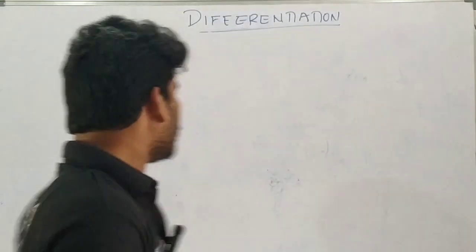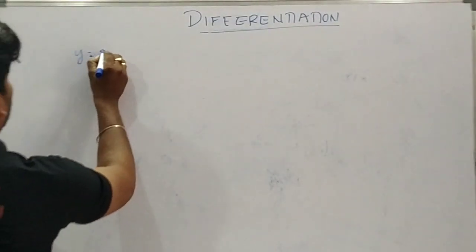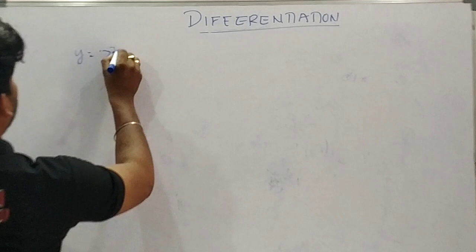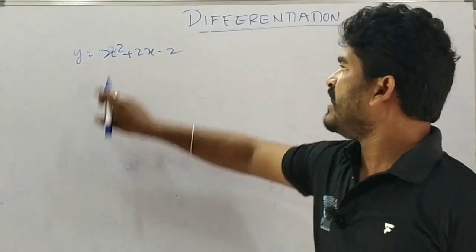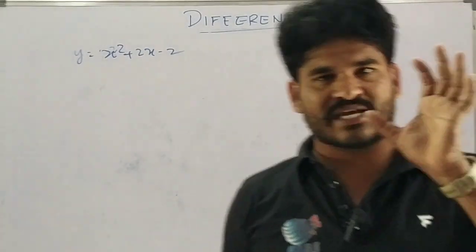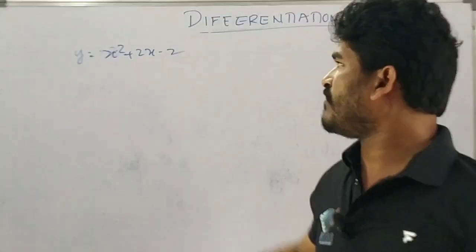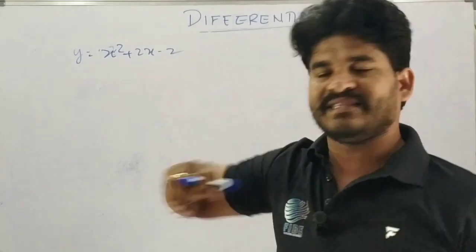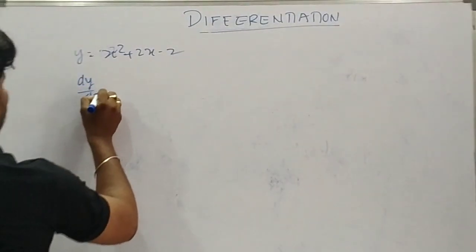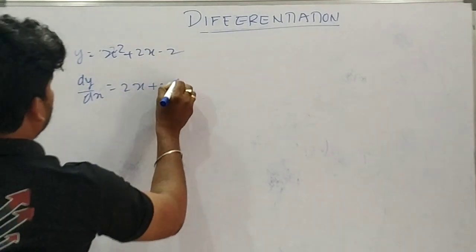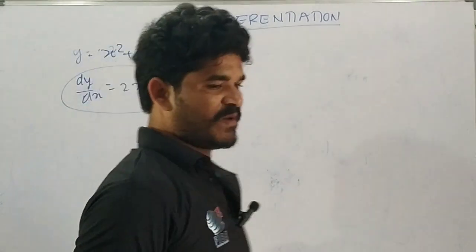So what is differentiation? Listen. As an example, I will take y equal to x square plus 2x minus 2. This is the given equation. Here we are applying the derivative, the differentiation, to this equation: dy by dx equal to 2x plus 2.